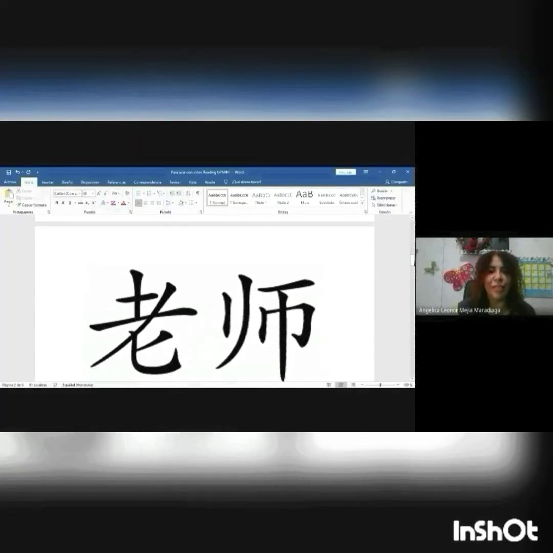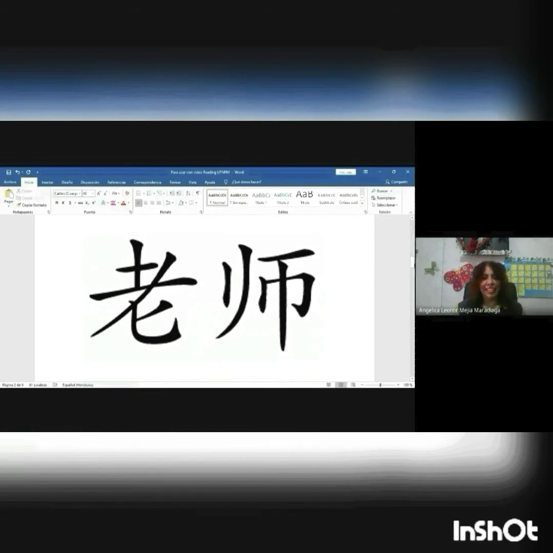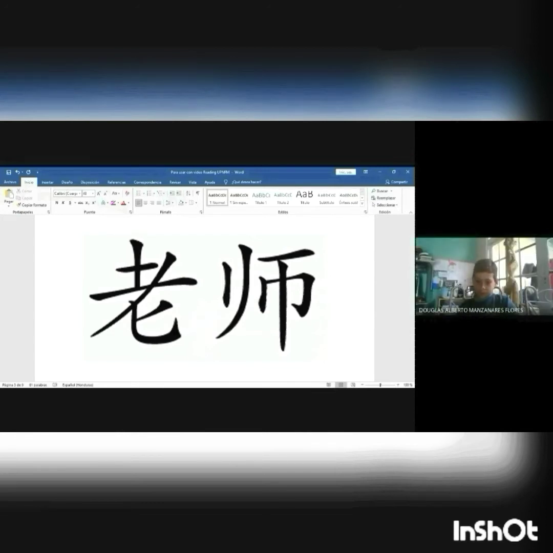Isabella, can you please read this? I don't know how to say it, Miss. You don't know how to say it, but why? Because I don't know those letters. I don't know what it says there. Okay, Douglas, your turn. Read the same word, please. Miss, I cannot read it because it's another language.